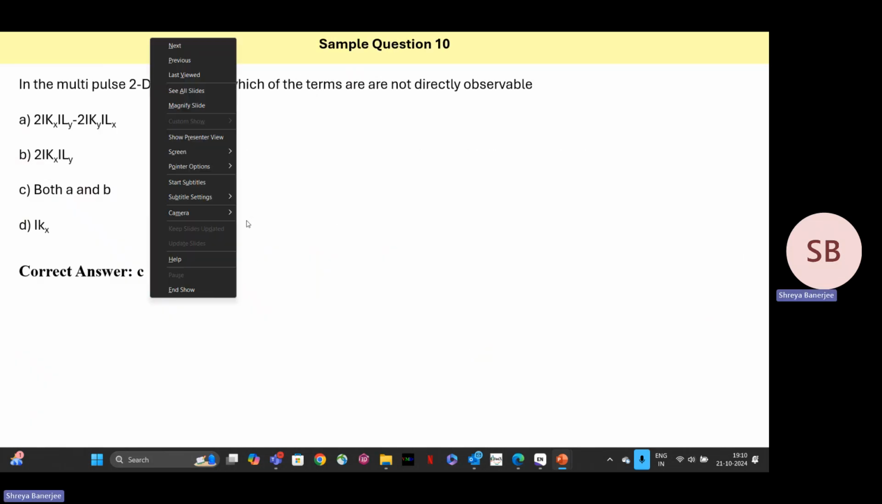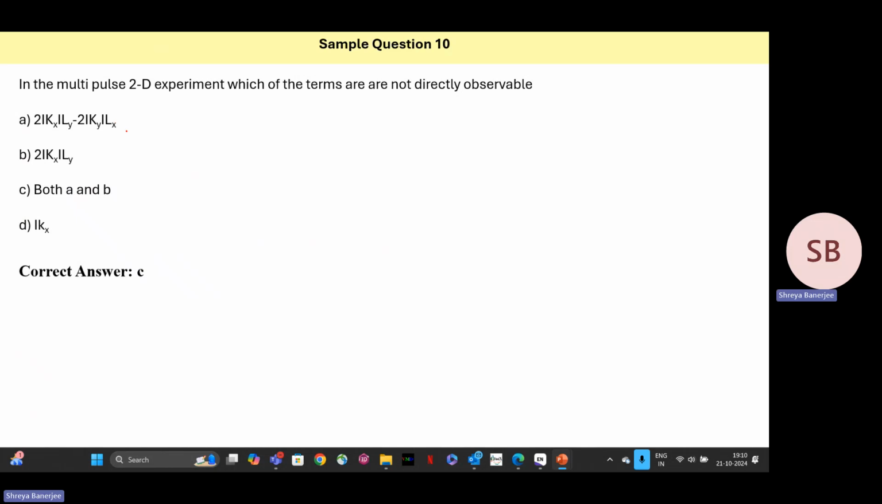So the question is saying, if you see this, it is either double quantum or zero quantum. Same for this. So none of these are directly observable. So the correct answer is both A and B, because you cannot directly observe A or B. So the correct answer is C.